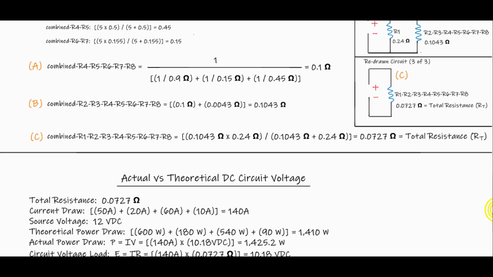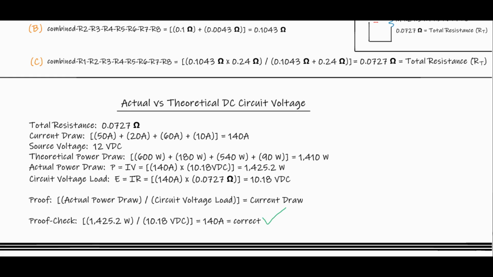So now we have quite a lot of controllability on the circuit's metrics with or without actual instrumentation, for which we calculated quite relatively quickly. Total resistance 0.0727 ohms, with a current draw of 50 amps at the HVAC system, 20 amps at its temperature sensor, 60 amps at the blower fan, 10 amps at the light bulb or lighting system. A total of 140 amps are needed. We have a source voltage of 12 volts.